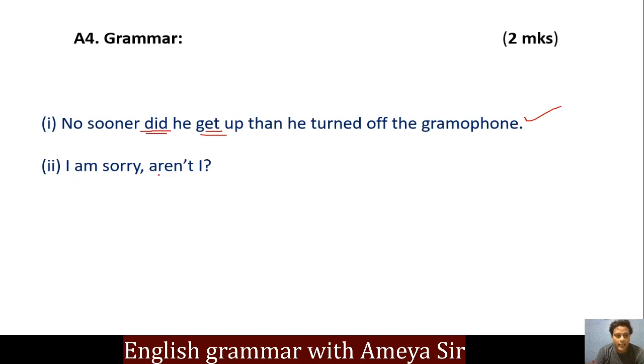And the next one, I am sorry, am changes to aren't. Now, if there's anybody who has written ain't, well, that's informal language. That's not allowed. The answer should be aren't I. I am sorry, aren't I. So, did you get 2 out of 2? I would like to imagine that you got 2 out of 2.